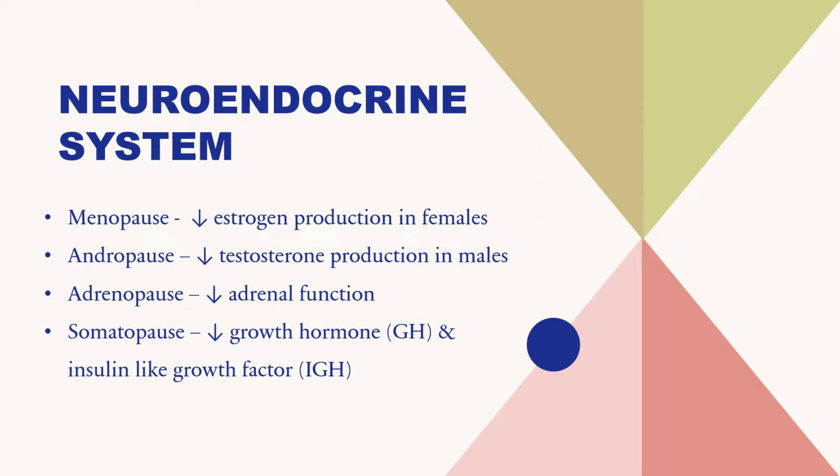The endocrine system is very closely connected with the nervous system. So when combined, they are referred to as the neuroendocrine system. Neuroendocrine aging is discussed in terms of essentially decreased estrogen production in women, which is what we call menopause, decreased testosterone production in men, which is what we call andropause, decreased adrenal function, which is adrenopause, and decreased growth hormone and insulin-like growth factor, which we call somatopause.